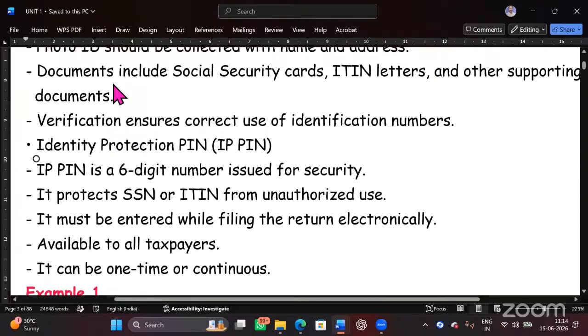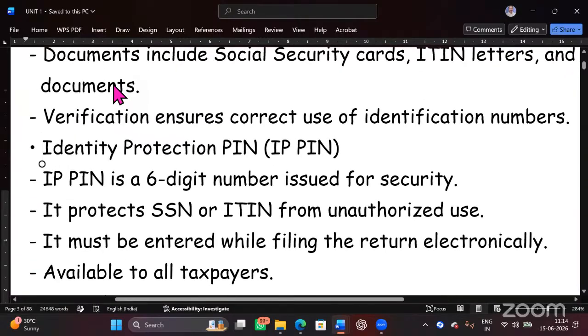And one more important point, identity protection pin, IP pin, important point. This story will be covered very clearly in paper number 3 only, in the head of the procedures of the tax returns filing. Here we are going to use just IP pin. Let me explain just in one line.